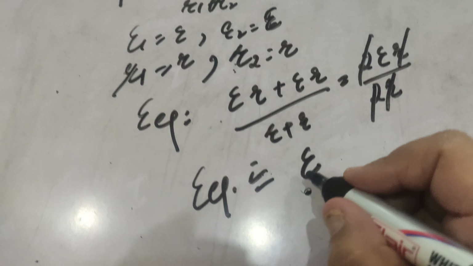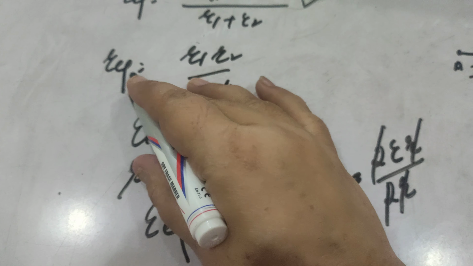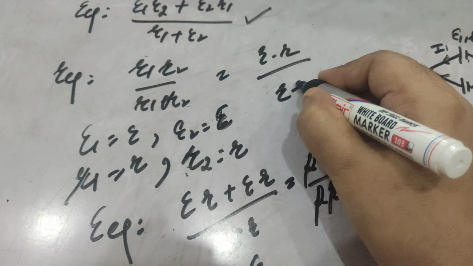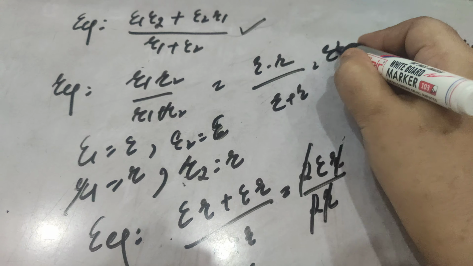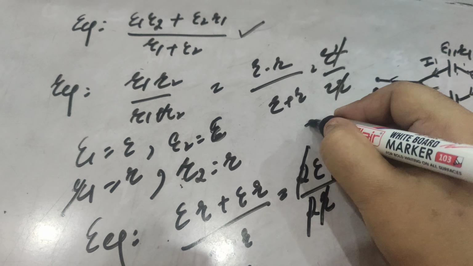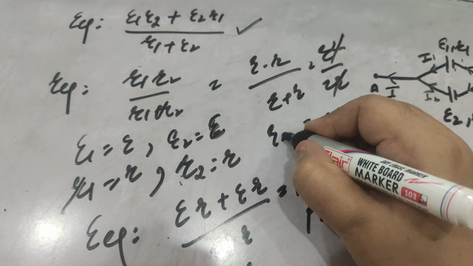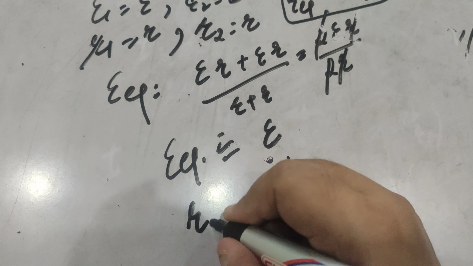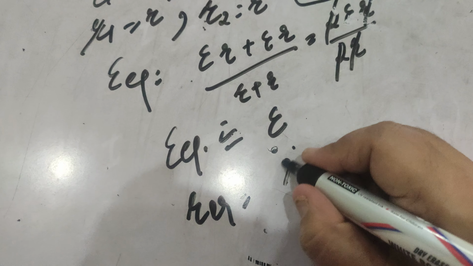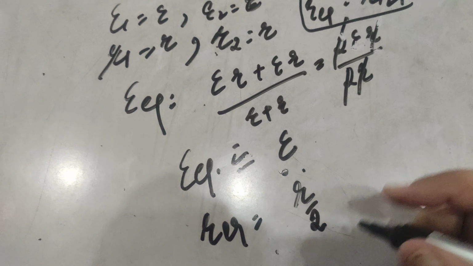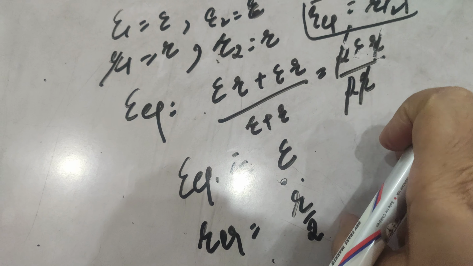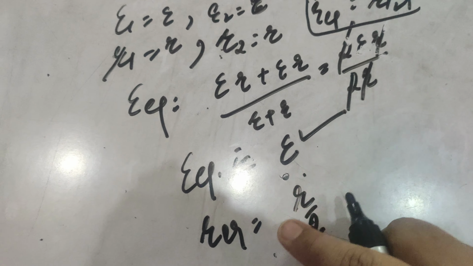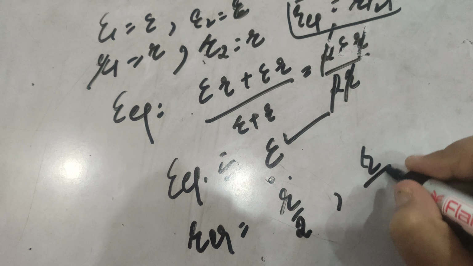It means when two cells of equal EMFs are connected in parallel, their equivalent EMF will be equal to the EMF of a single cell. Similarly, when we calculate R1 R2 divided by R1 plus R2, that is R into R divided by R plus R, that is equal to R square upon 2R. R cancels, we get R by 2. It means R equivalent will be equal to R by 2. That is, when two cells are connected in parallel, their resistance reduces to half. Now if we generalize this, if n cells are connected in parallel, their equivalent EMF will be equal to that of a single cell, but their resistance will reduce to R by n.